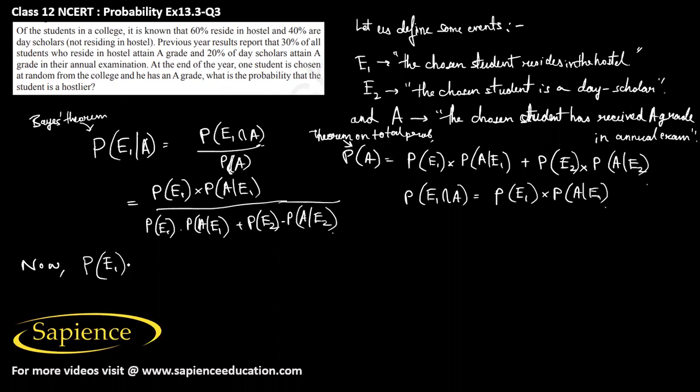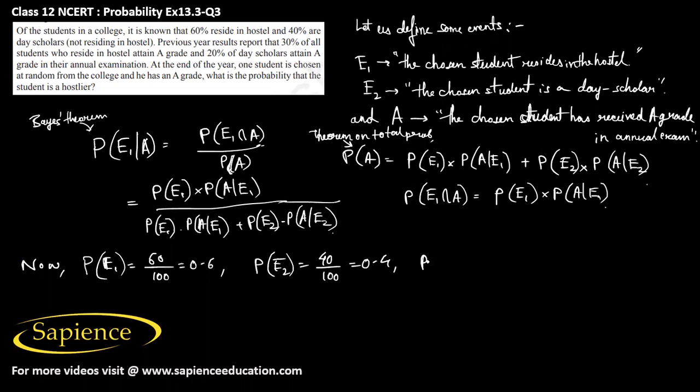So now, here it is given that the probability that the chosen student resides in the hostel, that is 60%, means it is 60 by 100, so that is 0.6. And the probability that the chosen student is a day scholar, that is P of E2, that is 40%, so that is 40 by 100, so that is 0.4.